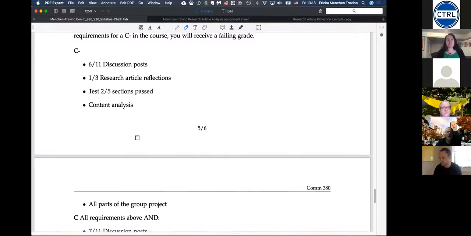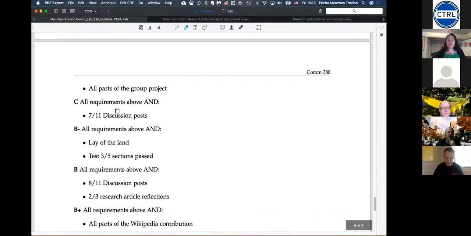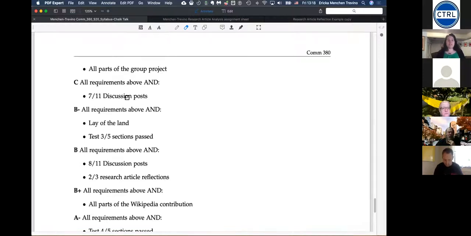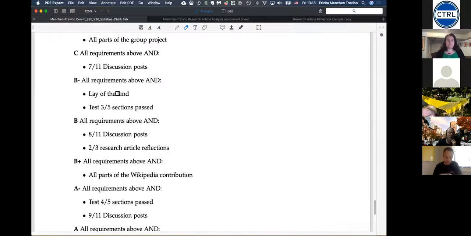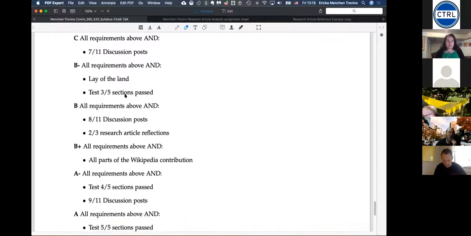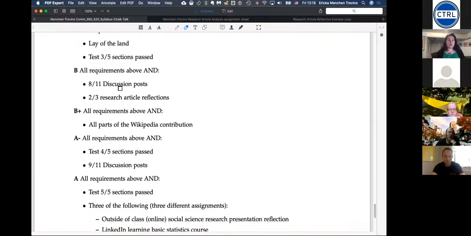So basically how you read this is the starting level: these are the minimum requirements. Then if you want a higher grade, these are the things you need to do. More of these discussion posts, which are basically reading reflections. This is a very basic assignment that I want people to do. Passing more sections of the test as we go along, doing more discussion posts. The discussion post only goes up to 9 out of 11, so even people aiming for an A don't need to do every single discussion post. That offers even more flexibility. There's a lot of ways that you can go about this.